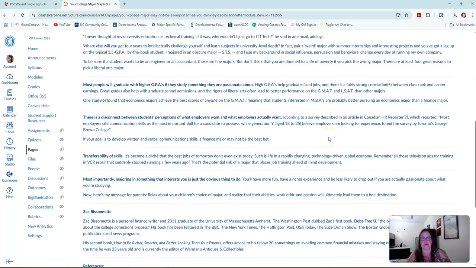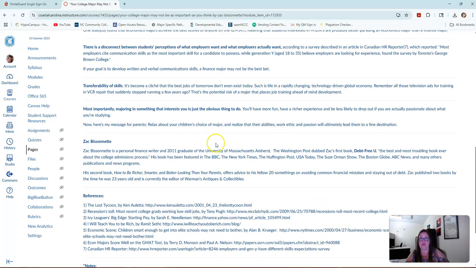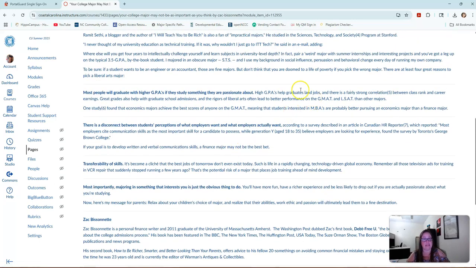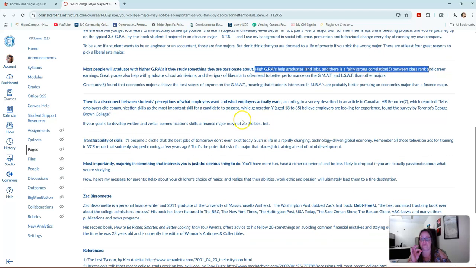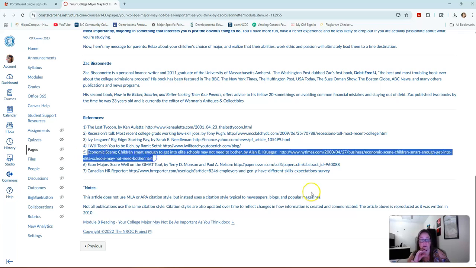And you will notice, now I've got it here, you can download it, of course, here. But if you will notice, while he's writing, for example, most people will graduate with higher GPAs if they study something they are passionate about. And he has a note here about a correlation between high GPAs and landing jobs and making your career earnings. And it says number 5 here. So if you scroll down to where it says references, number 5, this is the article that he's talking about.